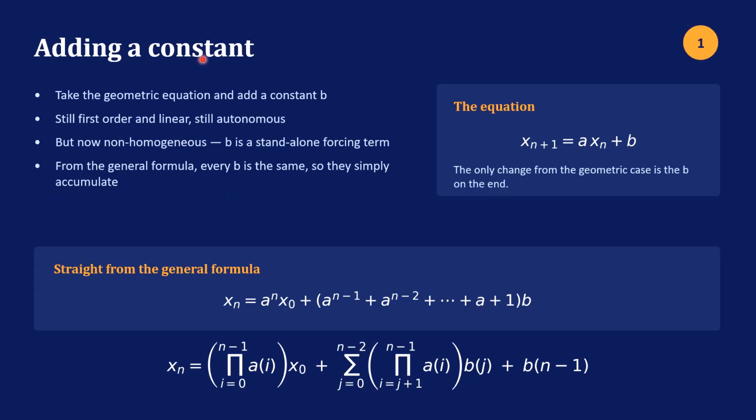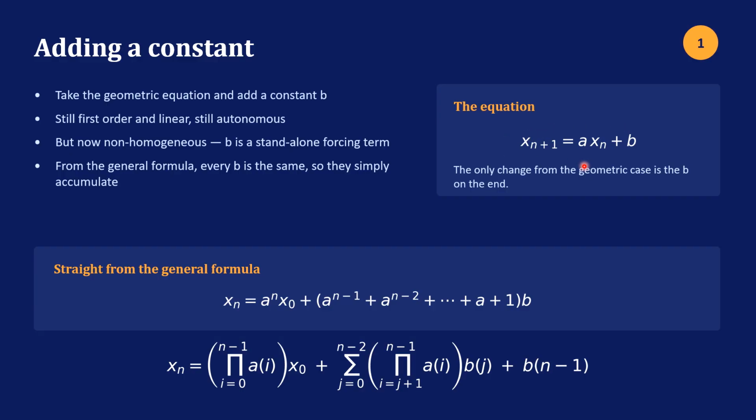I'm going to add a constant to the geometric difference equation that we had from the last lesson. That's the b that I've added here. So this is still first order, it's still linear, and it's still autonomous, but it's not homogeneous now because we've added a non-zero b.